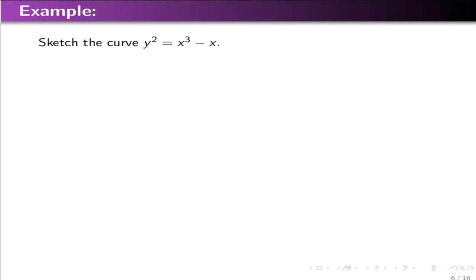Take the curve y squared equals x cubed minus x. So this is x times x squared minus 1. So y is 0 when x is 0 and plus or minus 1.